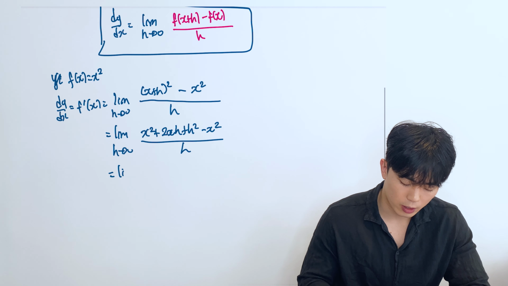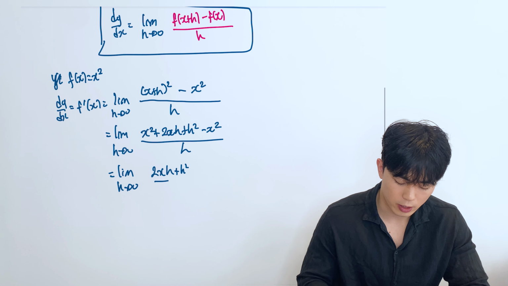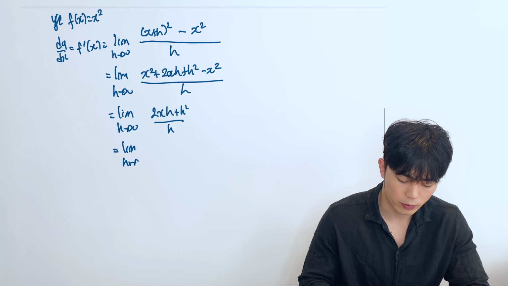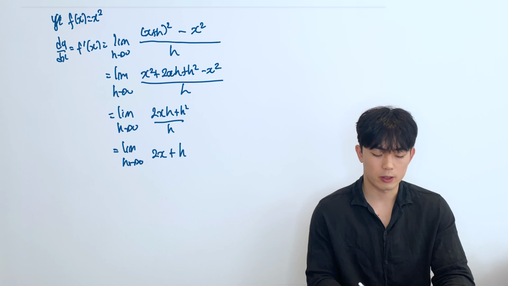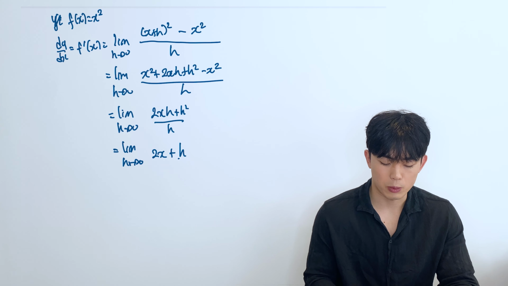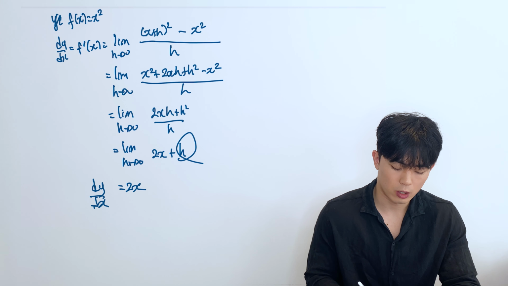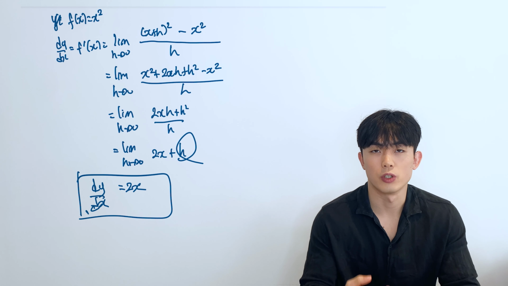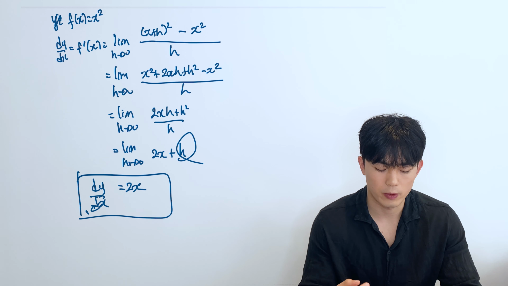Cancelling out a bit further, we'll get 2xh plus h squared over h. Cancelling out some h's, we get limits as h tends to 0 of 2x plus h. And you just have to imagine what happens when h is 0. Well, this term will cancel out, leaving us with just 2x. So this will be the derivative of the function x squared. So that's how we use differentiation from first principles to show how to differentiate certain functions.